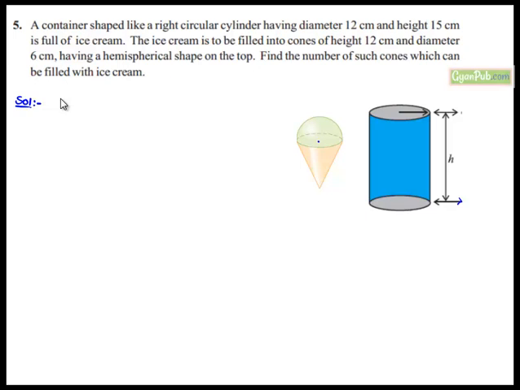So now we can say that the ice cream in the complete right circular cylinder must be filled in the cones. So the volume of the right circular cylinder will be equal to the volume of each cone times the number of cones. From that we can easily find the number of cones. So initially let us note down the right circular cylinder dimensions.